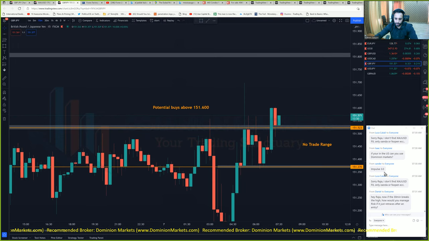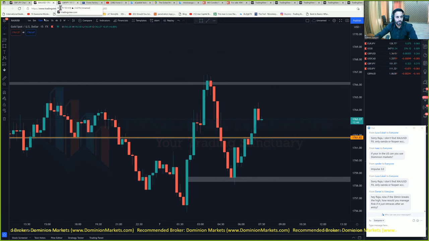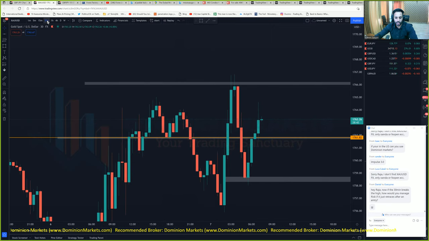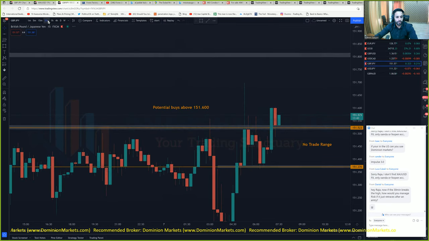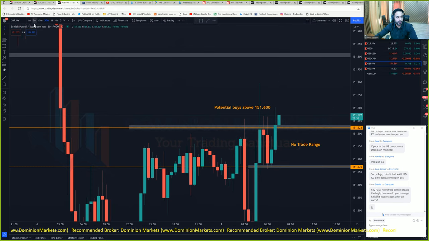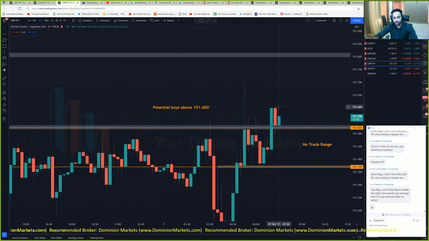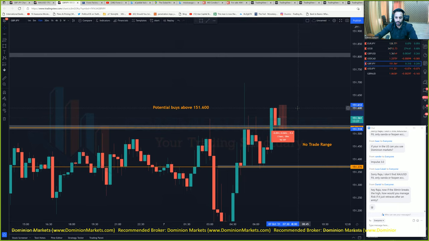If the 30-minute breaks the high, would you manage risk if it retraces after an entry? What pair are you talking about? Gold, GJ. If the 30-minute breaks the high, that means the 15-minute should break the high. Then the stop loss should be below the 15-minute candle. Yeah. So then, basically, you would want the 15-minute to continue pushing bullish.